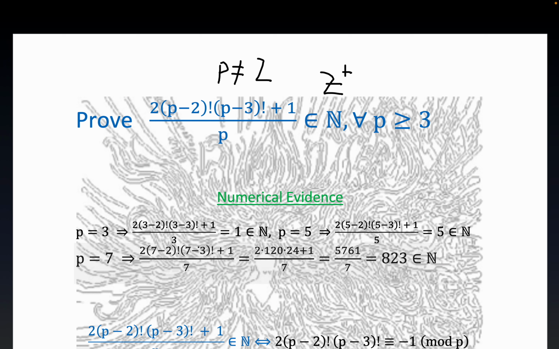Now here's some numerical evidence, and I won't go through all of it with you, but I tried it out for 3, 5, and 7, and we got natural numbers in all three cases: 1, 5, and 823. Okay, so it happened for the first three cases. That does not constitute a proof, but it makes us suspicious. There's a deductive proof right here.